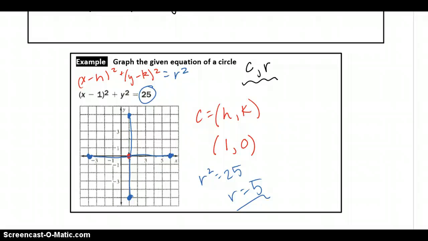Right, once I know those 4 points, you can kind of estimate what your circle would look like going through all 4 of those. It's not going to be perfect, that's okay. But it should go through all 4 of those points. If you go up, down, left, or right, 5, you can estimate what your circle looks like.